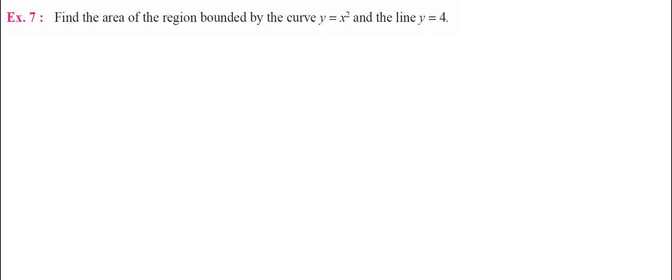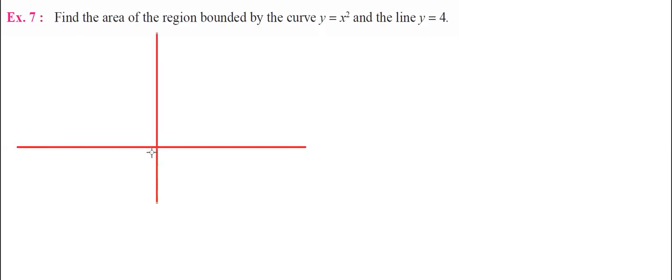Okay, seventh one, what it says: find the area of the region bounded by the curve y is equal to x square and the line y is equal to 4. So what is the first job? First job is to draw the diagram. We need to plot this particular diagram. So this will be my x-axis, x dash. This will be my y-axis, y and y dash.